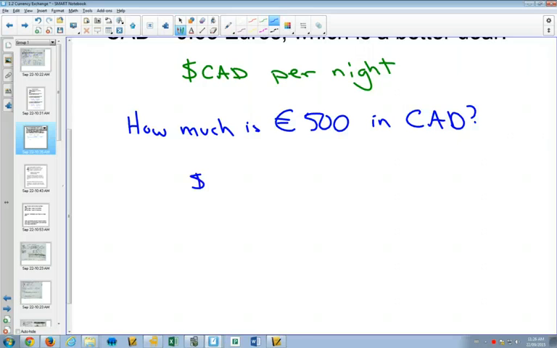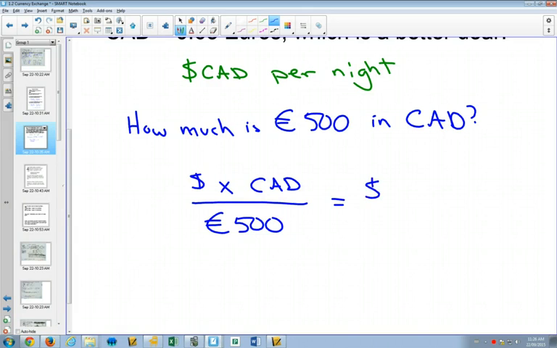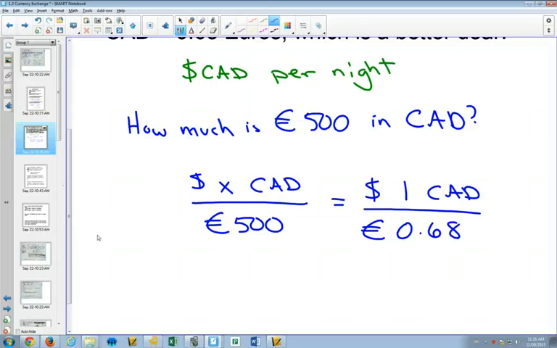For our proportion, we want to know how many Canadian dollars, so we don't know. We know we have 500 euros. What we know as an exchange rate is that 1 Canadian dollar is equal to 0.68 euros.